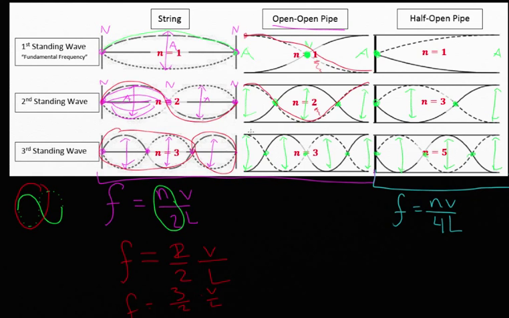The bottom one, again, we start at a crest, go to a crest, so that's one full wavelength right there. Now we go from the crest to a trough, that's half of a wavelength. So again, we're at 3 over 2. So we're going to use n equal 3. Both of these scenarios use this same formula right here. However, when we go to this half open pipe on the right, we're going to get a slightly different formula.